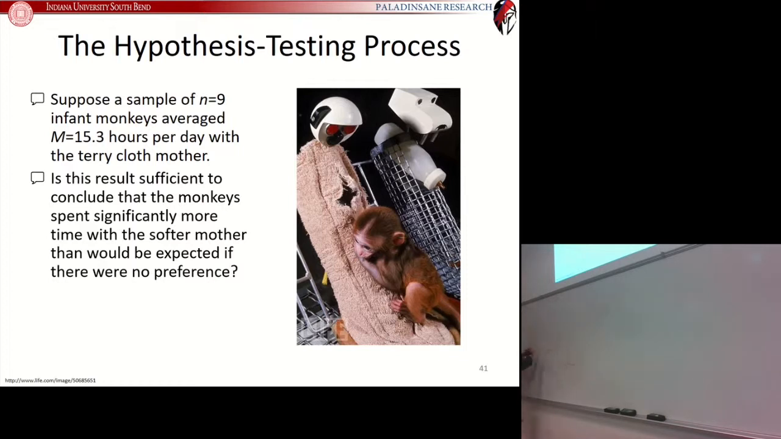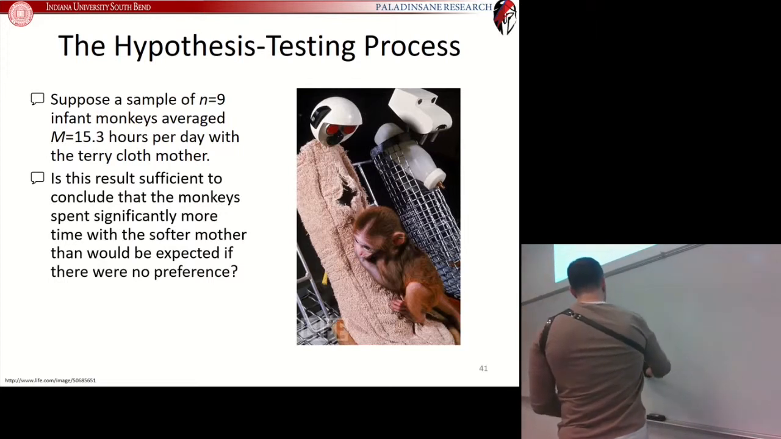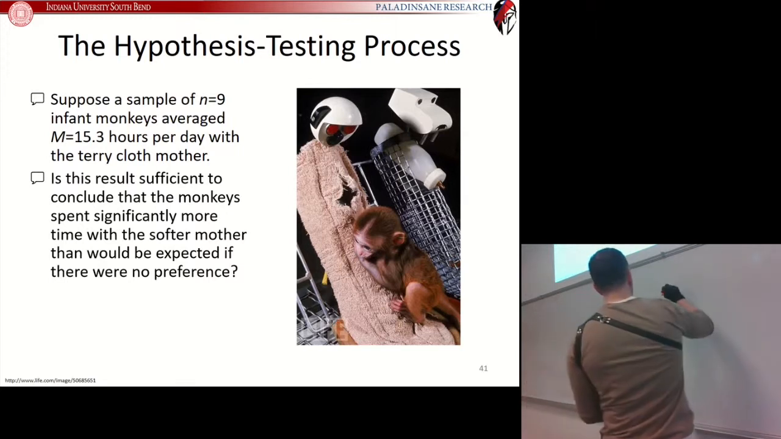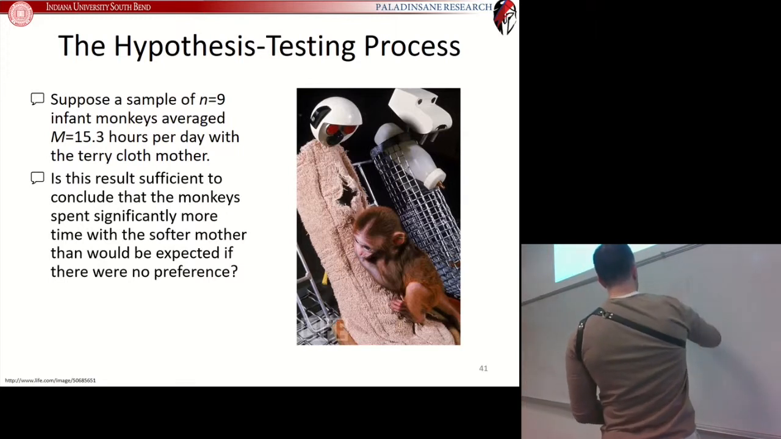So this is 9 hours. If this is the population that has no preference, all right, so remember, this is no preference. This population here is the population of monkeys with no preference. We have a sample of 9 monkeys that came in with a sample mean of 15.3 hours. So either these monkeys belong to a new population with some unknown mean that does have a preference and prefers the terry cloth.